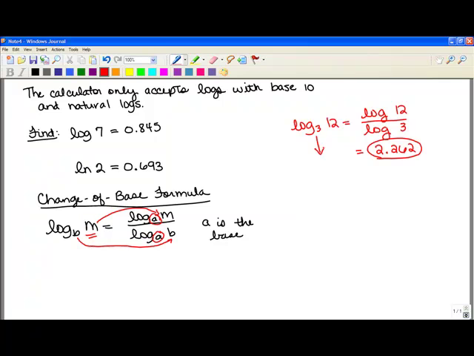Now remember the definition of this logarithm. It means 3 to what power equals 12. Well, we know that 3 squared is 9, and 3 cubed is 27. Now we're looking for the number 12. 12 lies between 9 and 27, so the answer must be between the powers of 2 and 3. And our answer again was 2.262. So this means that 3 to the power 2.262 equals 12.